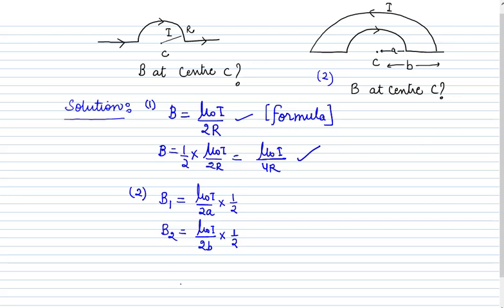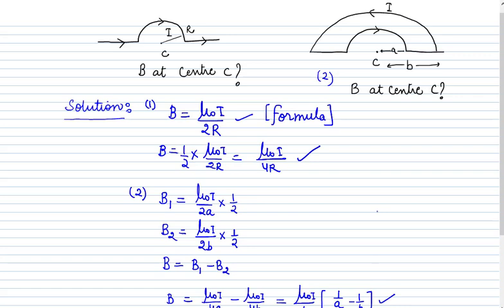So these are in the opposite direction. So simply calculate the resultant magnetic field. B is equal to B1 minus B2. So this will be equal to mu naught I upon 4a minus mu naught I upon 4b. So if you take mu naught I upon 4 as common, then you are left with simply 1 upon a minus 1 upon b. So that is the correct option.